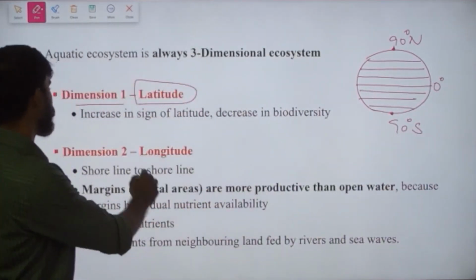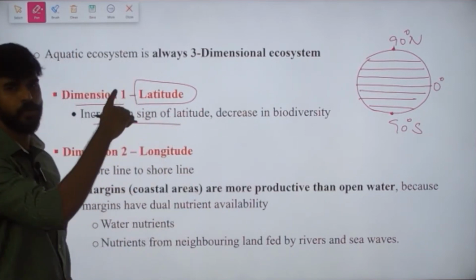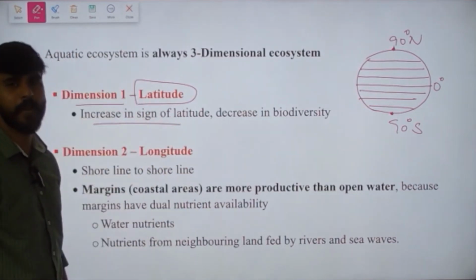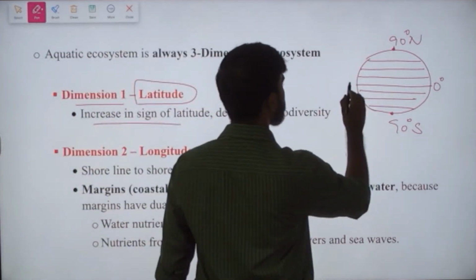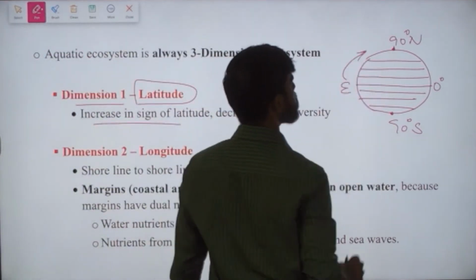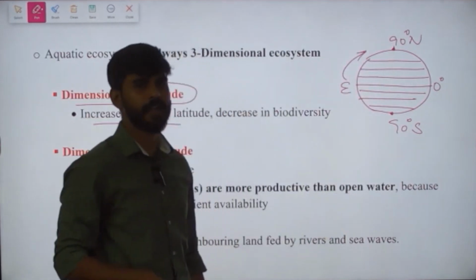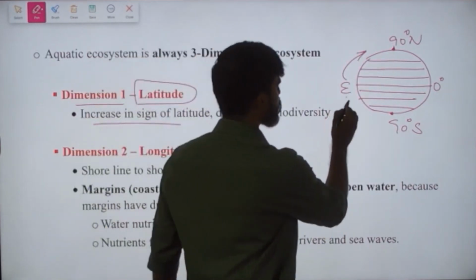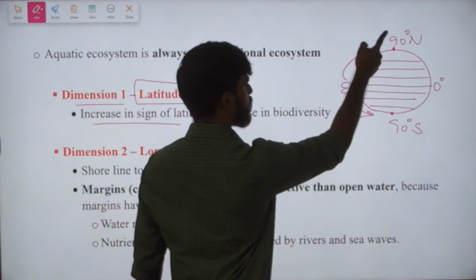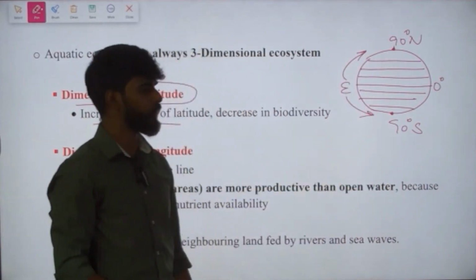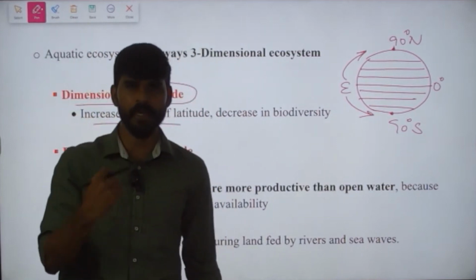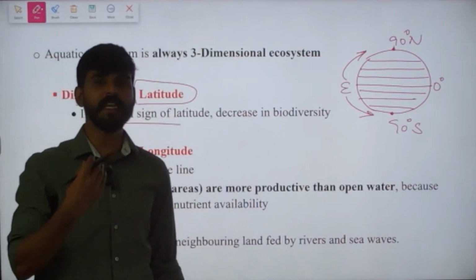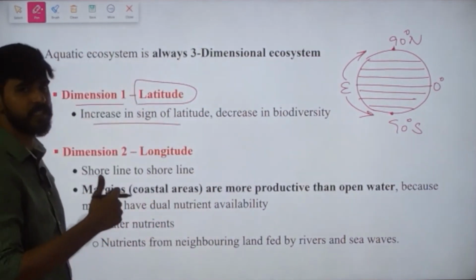So what they are saying is, with increase in sign of latitude, there will be decrease in biodiversity. So what is increase in sign of latitude? When we move from equator to the poles, that is called increase in sign of latitude. It can be either way, to the north pole or the south pole. So when we move from equator to the poles, there will be decrease in biodiversity. This is a thumb rule.